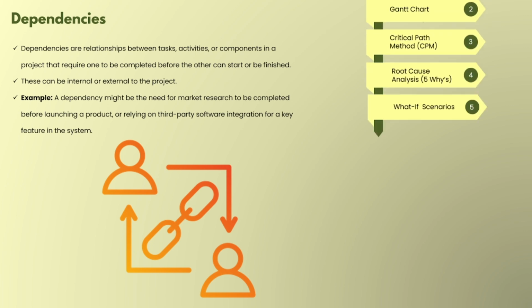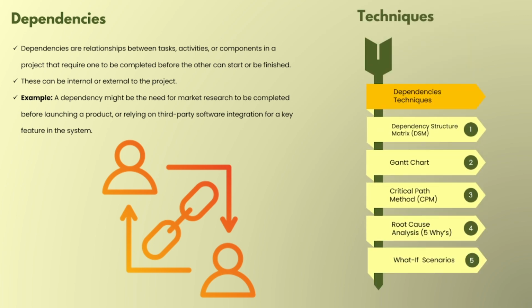For the prediction of dependencies, or to see what the dependencies are, there are also a few techniques like dependency structure matrix, then Gantt chart, then critical path method. Here we can also use root cause analysis, a method like 5 whys, and there are what-if scenarios. Now let us check a few important techniques of risk and dependencies one by one.